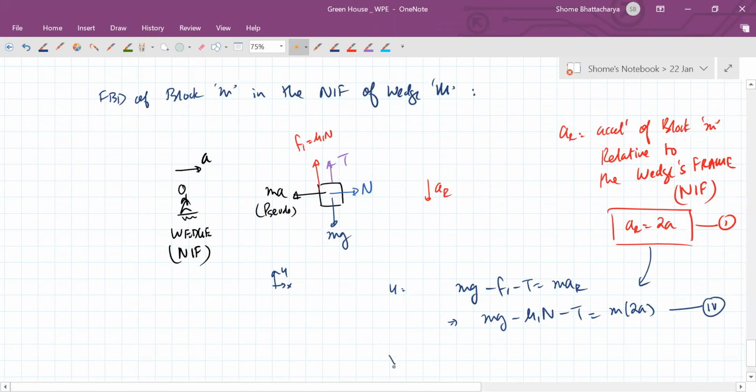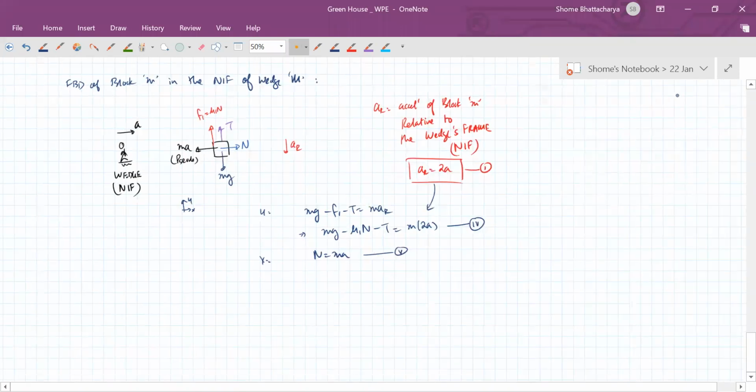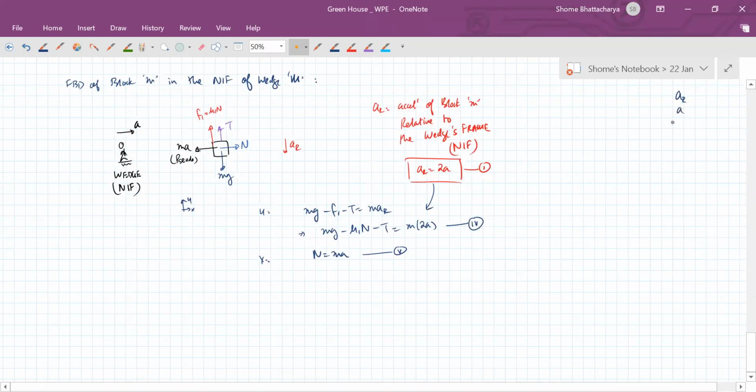And along the x-axis, the forces should balance. That's a very simple equation, the fifth equation. So now this is my system of equations: 5 equations and 5 unknowns. The 5 unknowns are A relative, A, tension, N, and N2, the normal reaction of the wedge with the ground. So 5 unknowns, 5 equations.